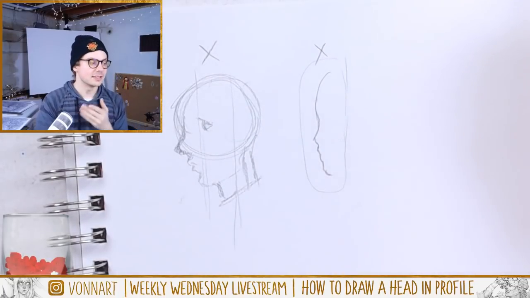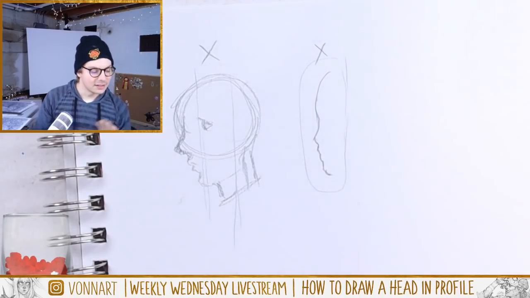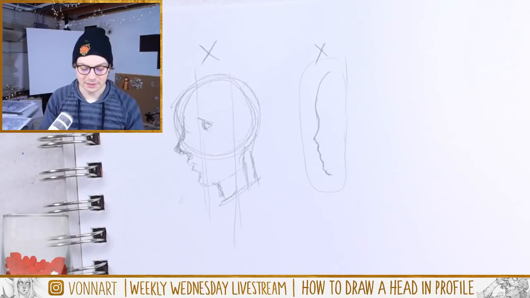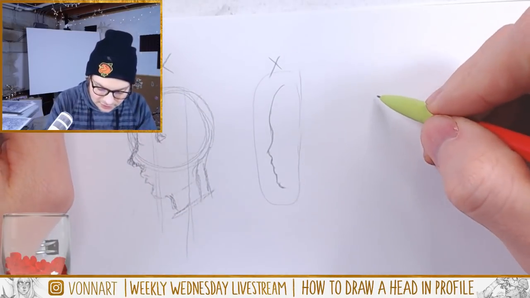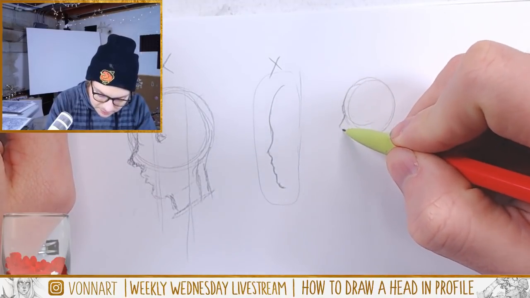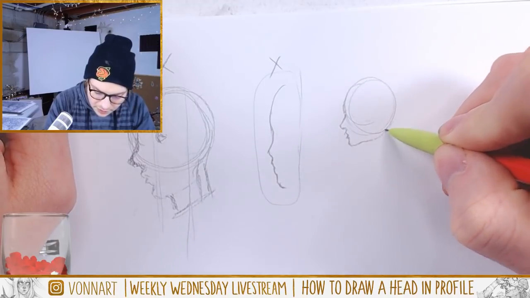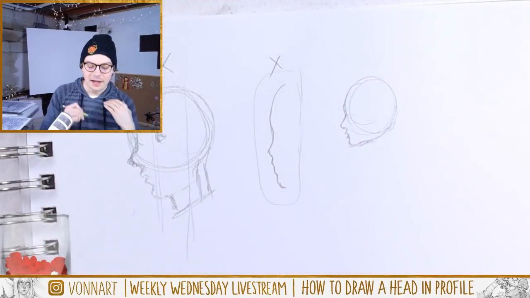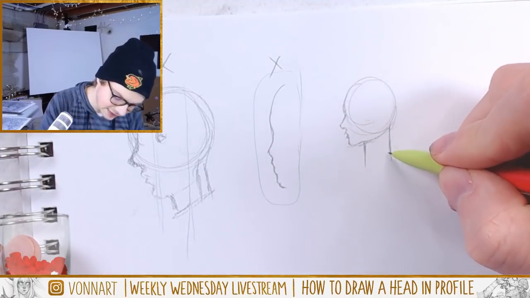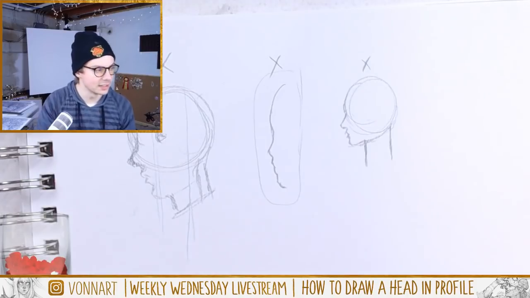The third one is not knowing what the heck to do with the neck. And I'm not gonna go too much into anatomy and muscles on the neck area because I think that could be an entirely different stream. But the one thing I will say is, let's say you draw your face. Then when you're going into the neck, I think too often people draw necks that go almost straight down. This is not what I want you guys to be doing.